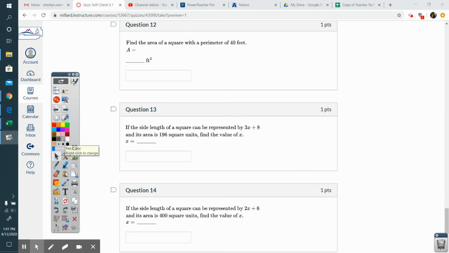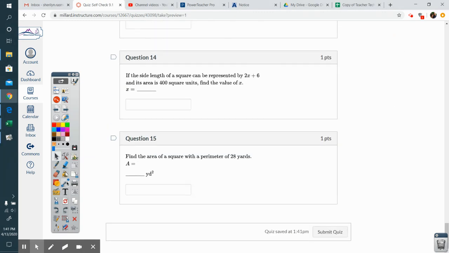Okay, I think we have 2 more. Yep. All right, if the side length of the square is 2x plus 6 and its area is 400, find the value of x. So we'll do that the same way. 2x plus 6 squared equals 400. Take the square root of both sides. This becomes 2x plus 6, because square root and square cancel each other out.